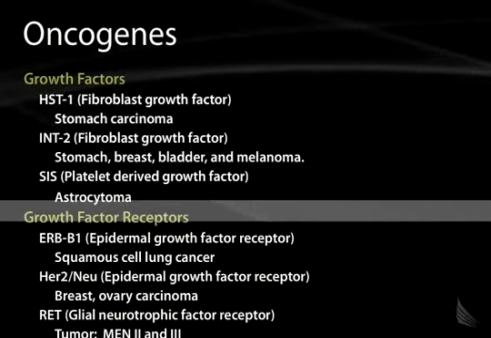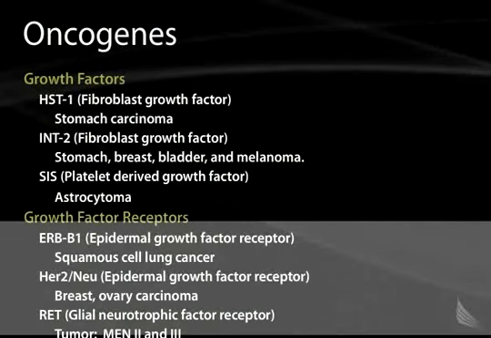Growth factor receptors can also be involved. This includes things such as the epidermal growth factor receptor, which is involved with numerous tumors, including squamous cell lung cancer, astrocytomas, and breast cancer. HER2/neu is overexpressed in breast and ovarian cancers and generally leads to a poor prognosis for these patients. And the RET factor is involved in the development of multiple endocrine neoplasia types 2 and 3.